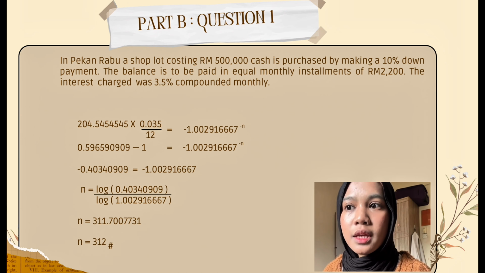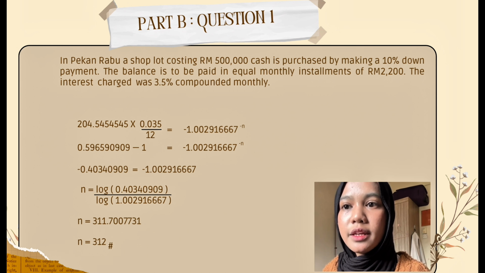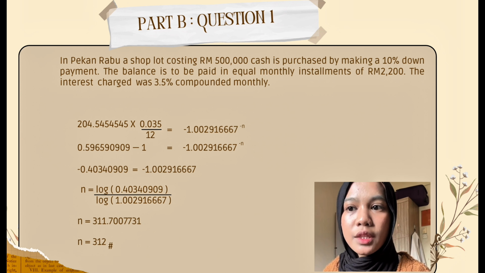0.00291667. Then we simplify step by step until we isolate n. After solving using logarithm, n equals approximately 311.7. So we round to the nearest whole number. The buyer must make 312 monthly payments.